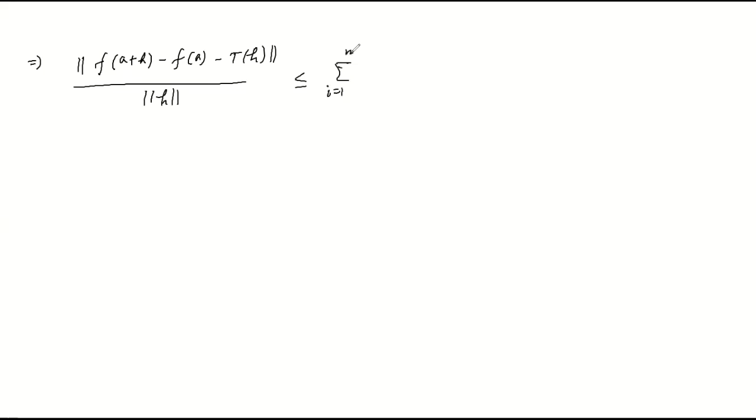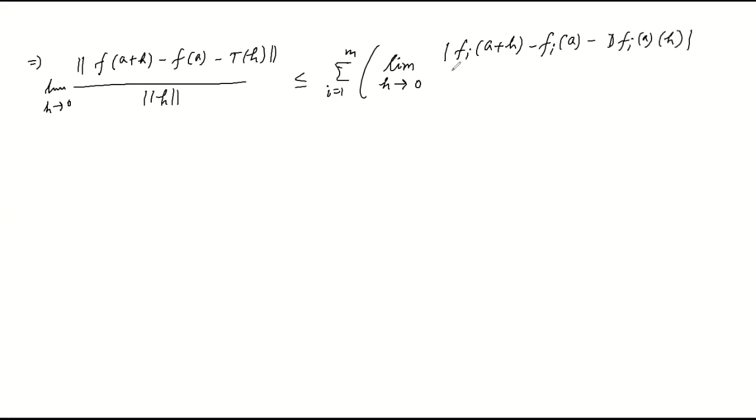So this implies that the norm of the left hand side, f of a plus h minus f of a minus t acting on h, over the norm of h, is less or equal to the summation over i equal to 1 to m of the quantities fi of a plus h minus fi of a minus dfi at a acting on h, over the norm of h, and here we put the limit as h tends to 0.